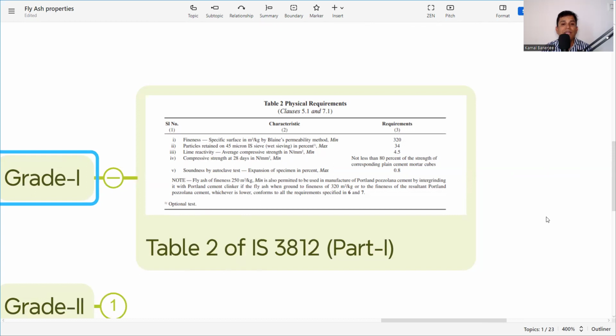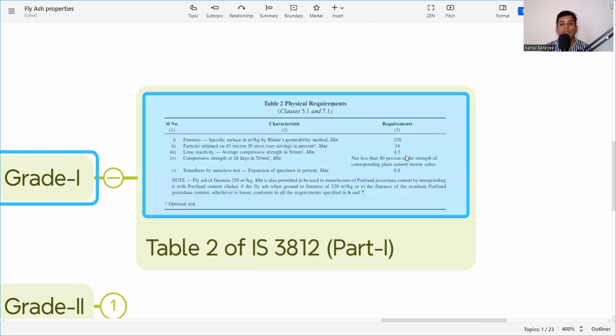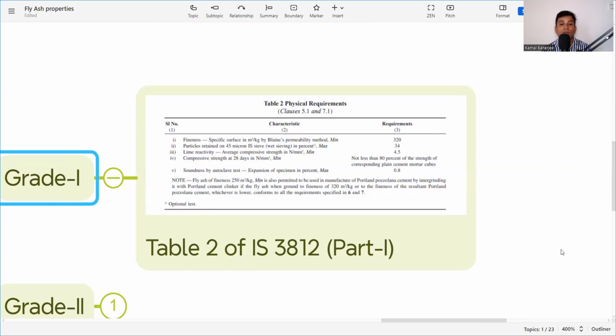And the lime reactivity, average compressive strength in Newton per square millimeter, is 4.5. And what is the compressive strength, which is also a requirement, because whenever we are using cement in concrete, we need to know the compressive strength of the cement or the grade of the cement.